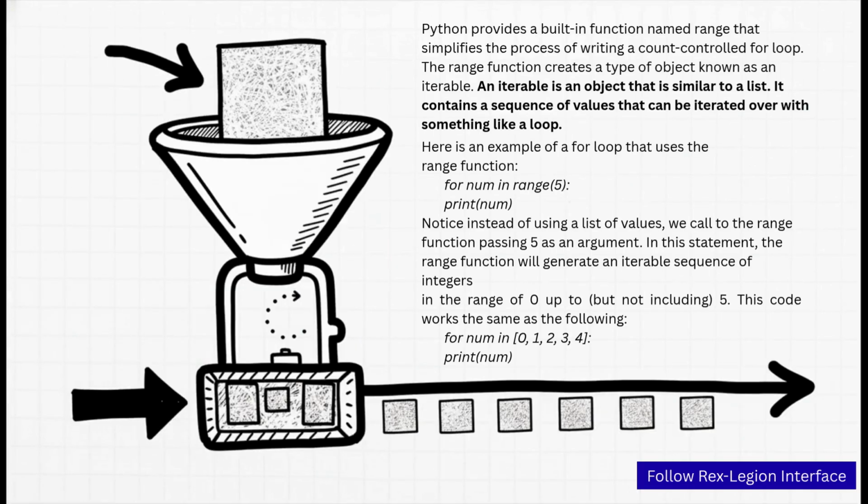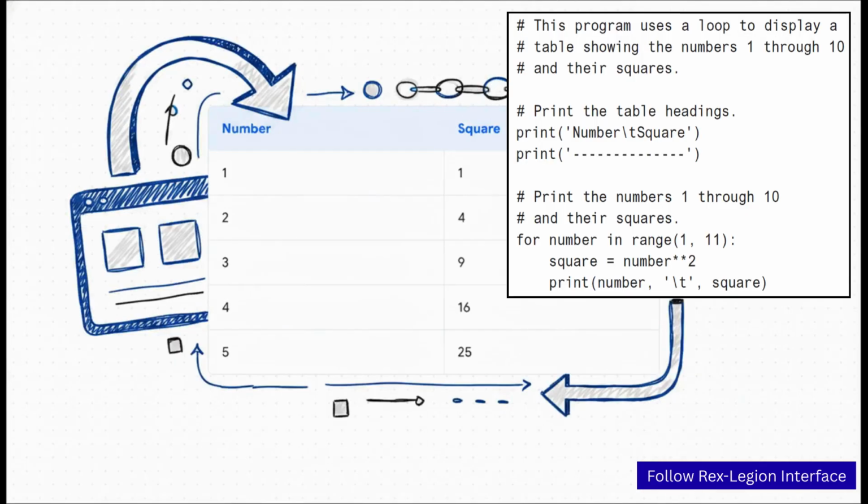A very common partner for the for loop is the range function. See, instead of you having to create a whole list of numbers by hand, you can just use range(5), and boom, it instantly generates a sequence of 5 numbers for you: 0, 1, 2, 3, and 4. The loop then just processes each of these numbers one by one, kind of like a machine processing items on a conveyor belt. Check this out.